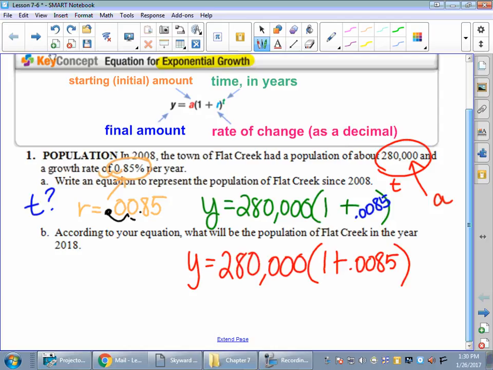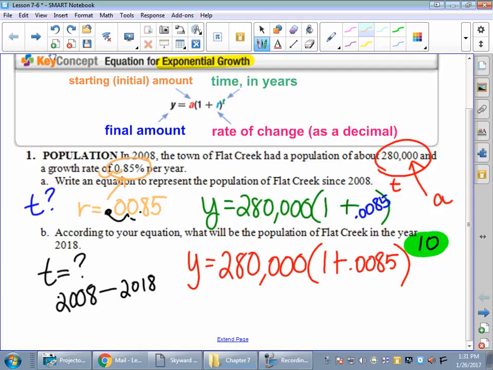Here's the question that I've got to ask you. We're going to put a t in that spot right there. We're going to actually put a number. But what do we put? Do we put 2018 there? When did we start keeping track of the population according to the problem? 2008, right? When are we wondering about what the population will be? 2018. So what will be our time in years based on starting with 2008 going to 2018? We're going to put a 10 in that problem.